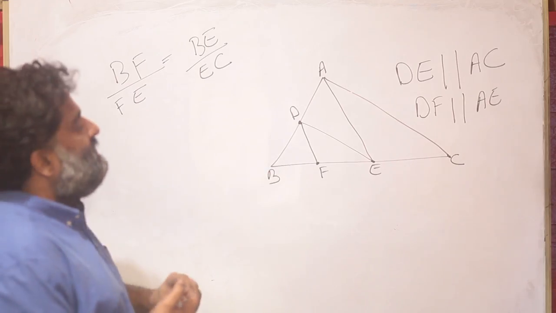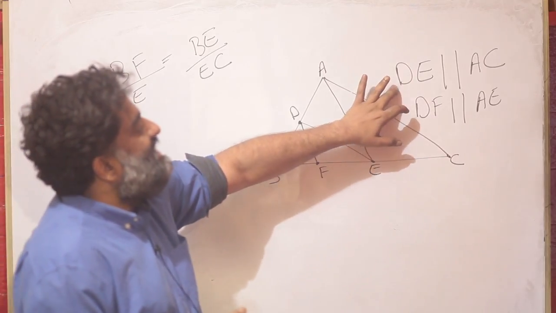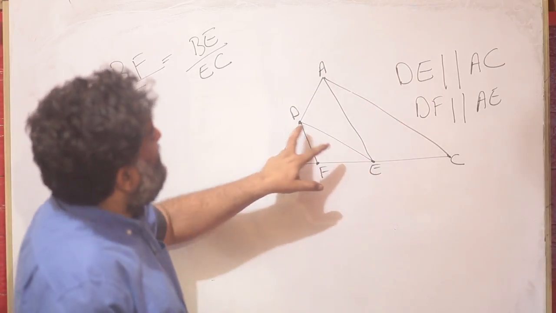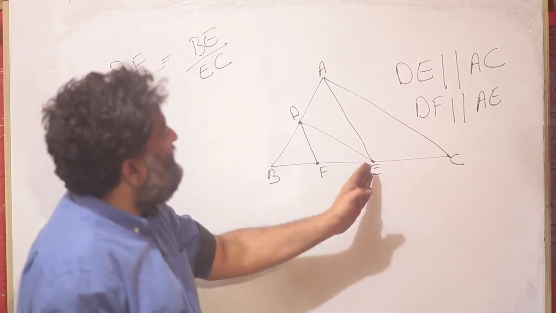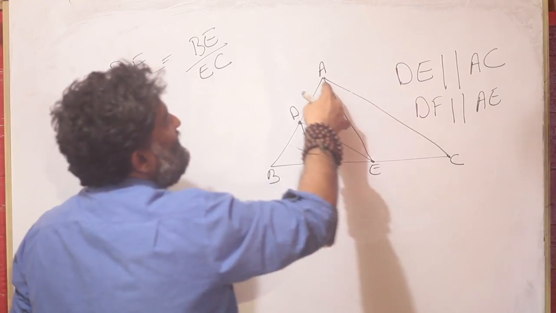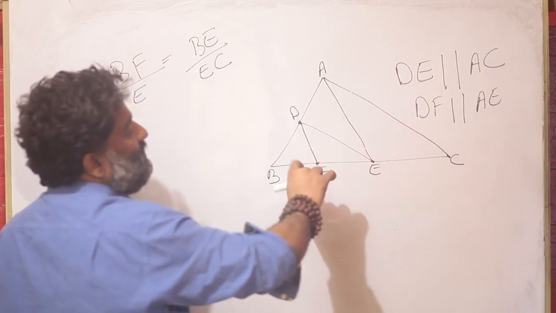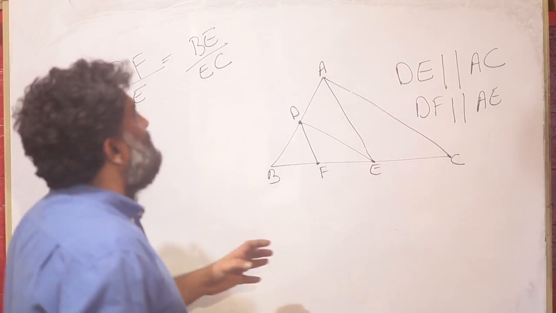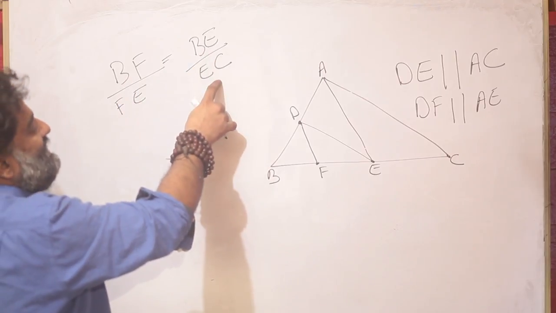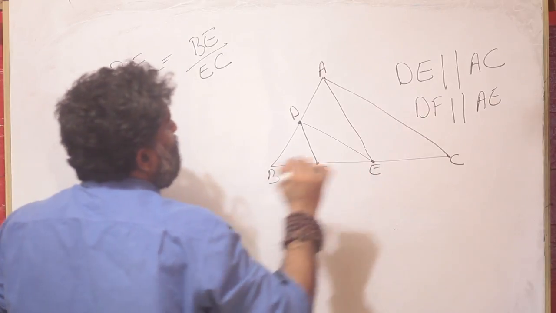A very interesting problem. This is the figure given to us, triangle ABC, and it is given to me that DE is parallel to AC. And pay attention here because there are a couple of lines involved. So DE is parallel to AC, but DF is parallel to AE. A was connected to this other point E, so DF is given to me parallel to AE, not AC, right? So I have this information and I want to prove BF upon FE is equal to BE upon EC. This is what we want to work out.